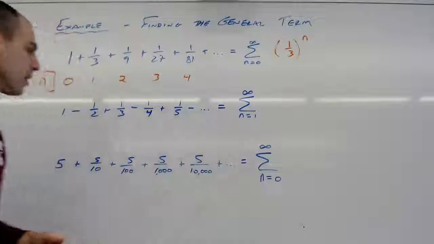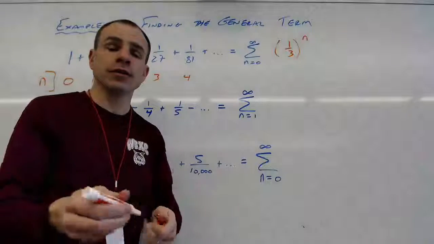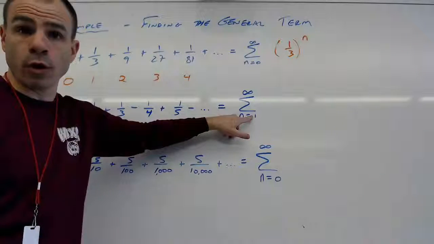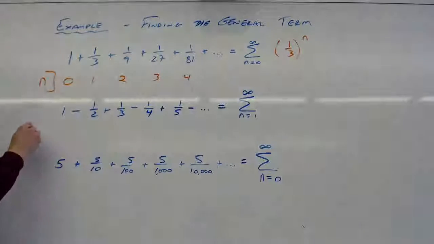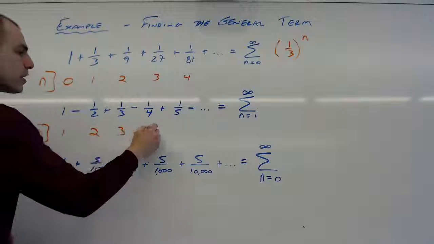For the second example, we see the alternating harmonic series. All right. So now let's line up our values of n again underneath. We do see that n is equal to 1 for starters. All right. So this time I'm not going to start at 0, but instead I'm going to have 1, 2, 3, 4, 5.